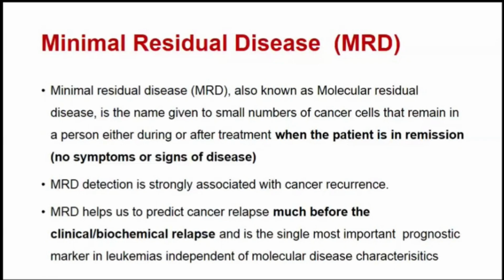So it is a way by which we can preemptively stratify or intensify the therapy for those who are persistently MRD positive, and we can also de-escalate the therapy for those who are persistently MRD negative. There is no need to give very intensive chemotherapies to patients who are persistently MRD negative. We can de-escalate. That reduces the treatment toxicity also.